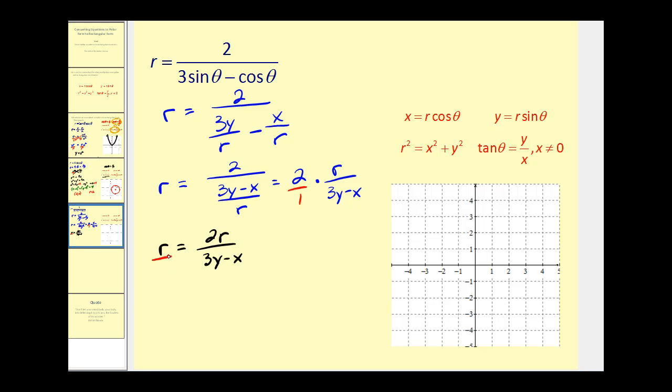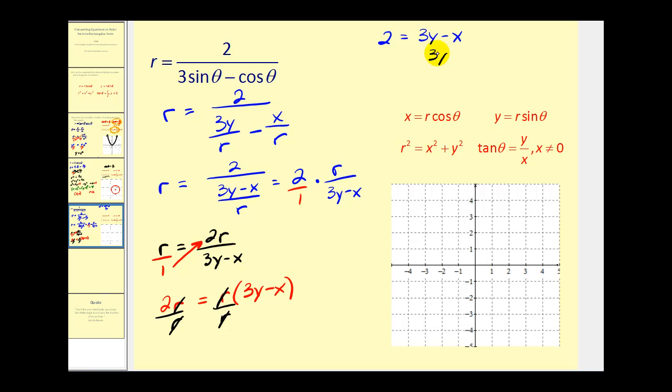And again, we can put this over 1, and now we have a proportion, so we'll cross multiply. We have 2r must equal r times 3y minus x. Now we can divide both sides by r, and you can see we have 2 equals 3y minus x. Let's go ahead and rewrite this up here. So we have a line this time. I'm going to go ahead and solve it for y to put it in slope-intercept form.